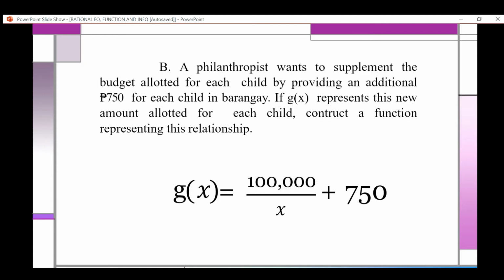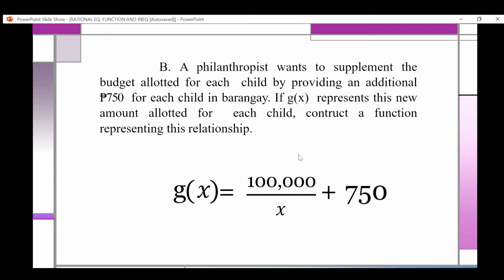Okay, so next situation, a philanthropist wants to supplement the budget allotted for each child by providing an additional 750 for each child in the barangay. So if g of x represents this new amount allotted for each child, construct a function representing this relationship. So, yung kanina, class, na problem natin is meron daw magdadagdag na 750 pesos sa bawat bata. So, we will have this equation.